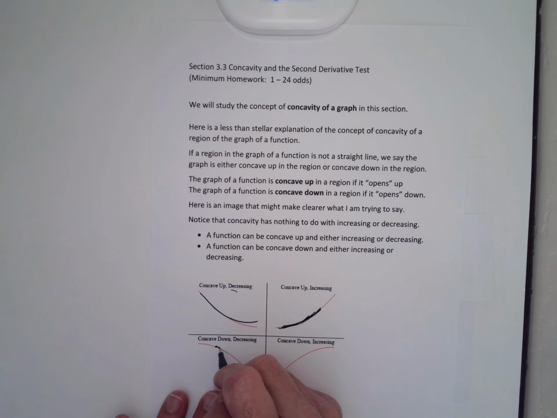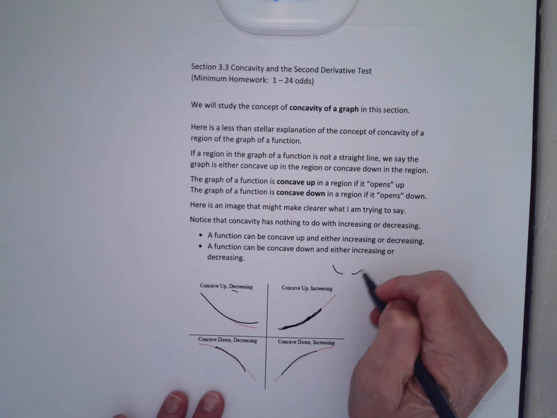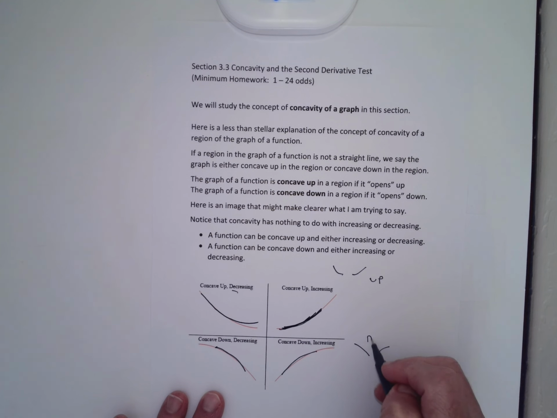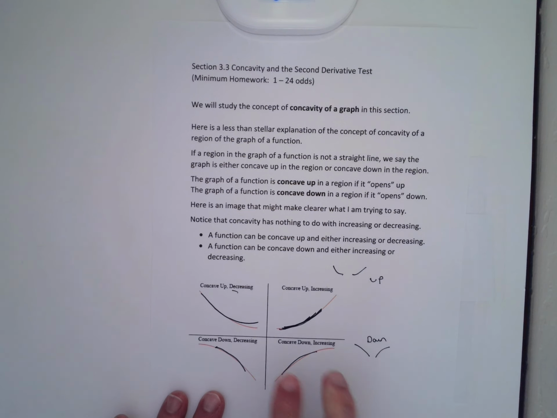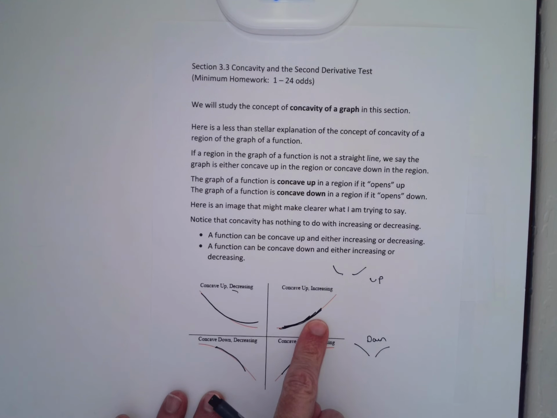So there's concave down, concave down. So concave up is kind of that. And down is kind of that, pictorially. And again, you could be concave up and decreasing. You could be concave up and increasing. You could be concave down and decreasing. You can be concave down and increasing. Concavity has nothing to do with increasing and decreasing.